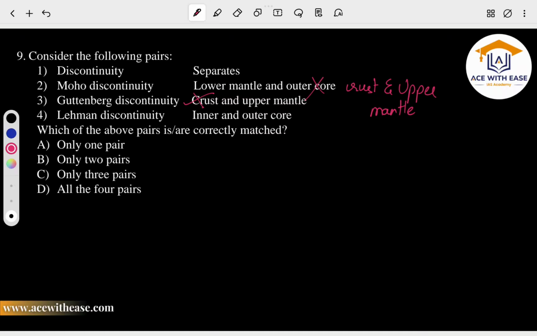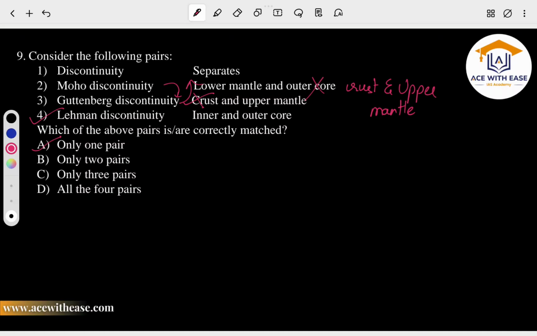Whereas the Gutenberg discontinuity is not between the crust and the upper mantle, but between the mantle and the outer core. So here basically they have given the opposite: the Mohorovicic discontinuity is given for the Gutenberg, and the Gutenberg discontinuity is given for the Mohorovicic. Next we have the Lehmann discontinuity, which separates the inner core and the outer core. So only one option is correctly matched. The correct option is only one pair.